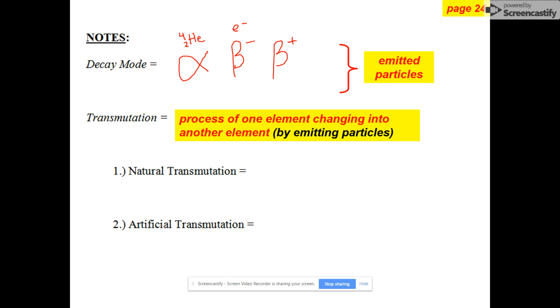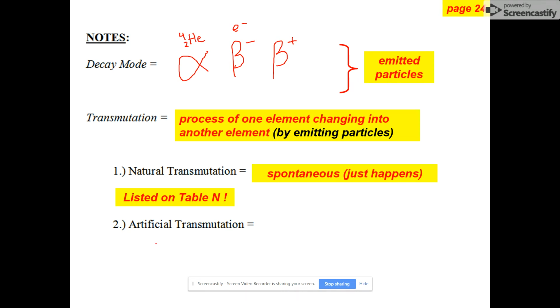So there are two types of transmutation. There's natural and there's artificial. Natural transmutation is spontaneous. It just happens. If you have a naturally radioactive element, it will undergo spontaneous natural transmutation. There's a list on Table N of radioactive elements and what decay mode they will go through, meaning what particles will be emitted as they go through natural spontaneous transmutation. You can identify natural transmutation because there's only one reactant. You have one element, it is unstable, it is radioactive, it will go through natural transmutation.